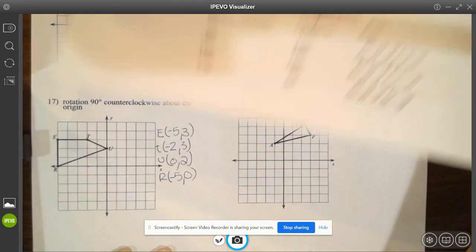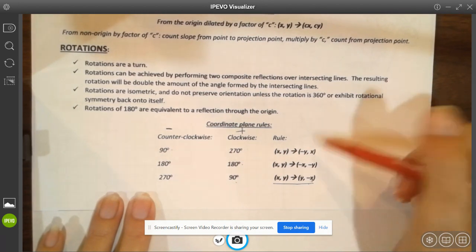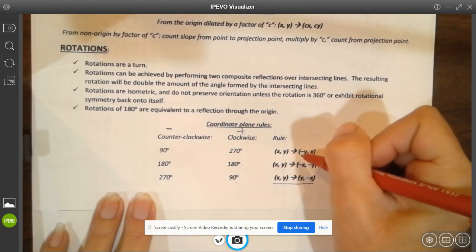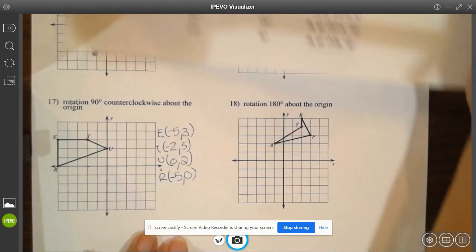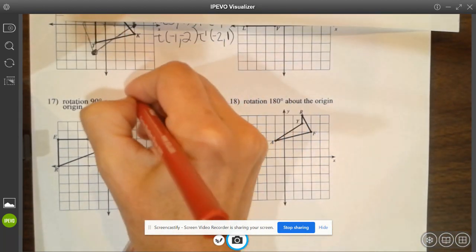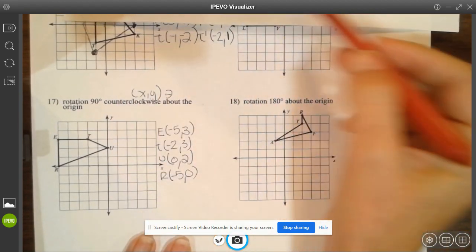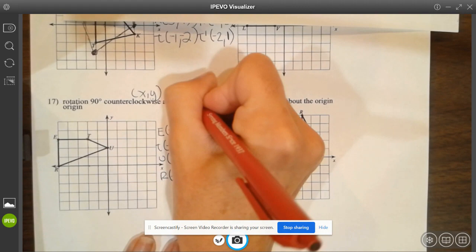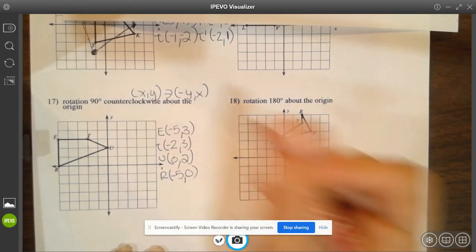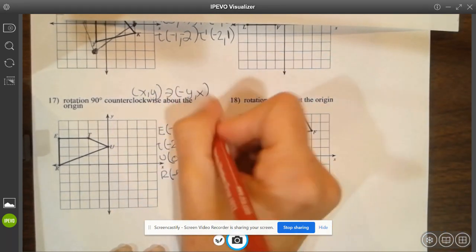Okay, so now I'm going to perform a transformation, rotation counterclockwise 90 degrees. So I'm going to look in my sheet for counterclockwise 90 degrees. This is the rule. So my X and Y are flipped, and then my Y changes signs. Okay, let's do that. I'm going to write this down. So my rule is X, Y goes to -Y, comma X. All right, so it flips, and then the value for X becomes the opposite sign.